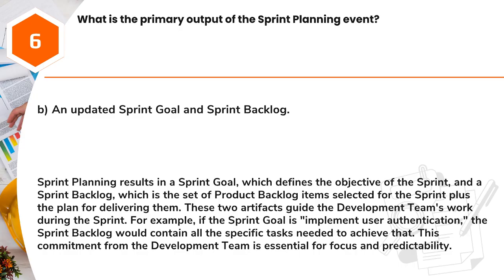Sprint planning results in a sprint goal, which defines the objective of the sprint, and a sprint backlog, which is the set of product backlog items selected for the sprint plus the plan for delivering them. These two artifacts guide the development team's work during the sprint. For example, if the sprint goal is implement user authentication, the sprint backlog would contain all the specific tasks needed to achieve that. This commitment from the development team is essential for focus and predictability.